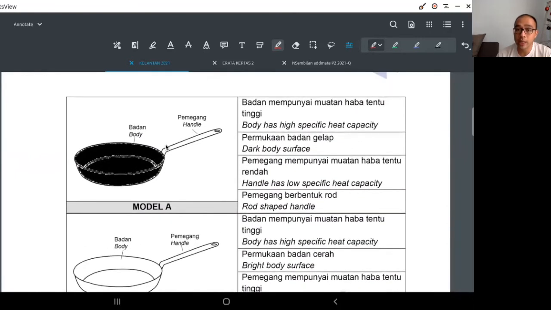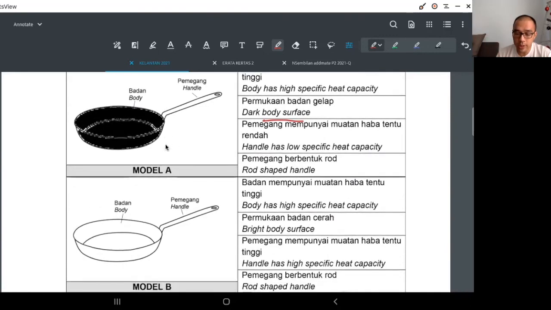One is the body, one is the surface of the body, one is the handle, and then the shape of the handle. Okay, so again, when it comes to these kinds of questions, we analyze it. We look at it one by one, and then we see what happens to it. Let's talk about the body first. What choices do we have?